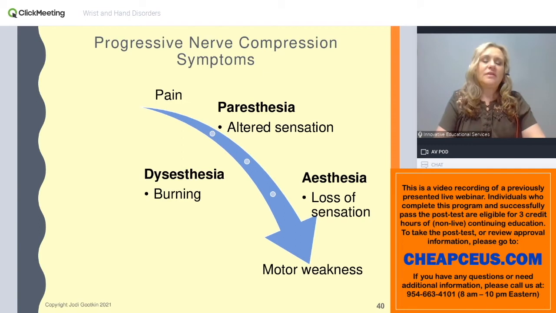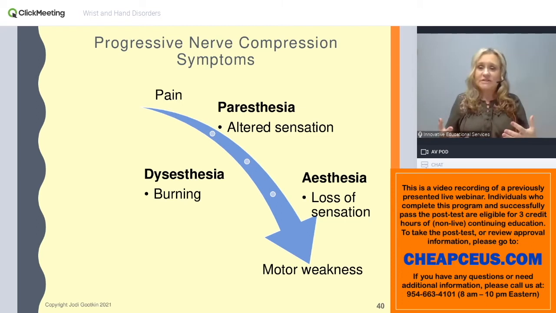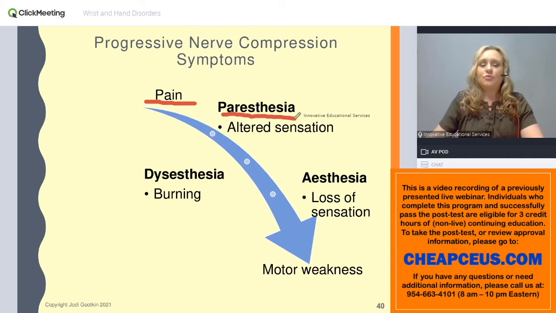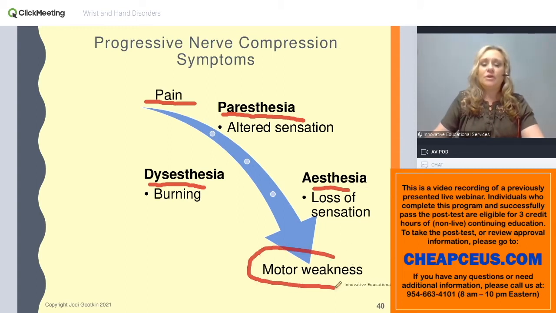As we look at the symptoms an individual presents with carpal tunnel syndrome or with any nerve compressive pathology, it tends to be a progression of symptoms. Initially, the individual experiences pain. Then, as there is additional compression and ischemia to those tissues of the nerve, we're seeing more altered sensations, tingling, prickling, pins and needles. That progresses to dysesthesia, or burning, and then anesthesia, the numbness and loss of sensation. And if progression continues further, we'll see motor weakness.